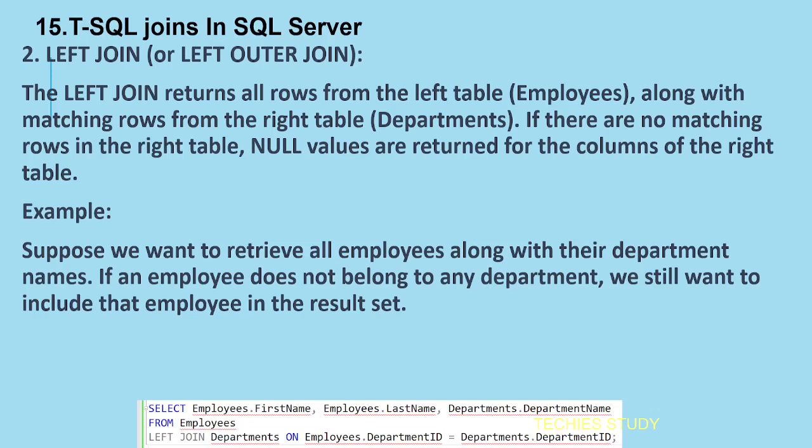In this example, suppose we want to retrieve all employees along with their department names. If an employee does not belong to any department, we still want to include that employee in the results. Joining between the employees and departments tables only, select employee first name, employee last name, department name, and so on. We are going to use the same query with left join.